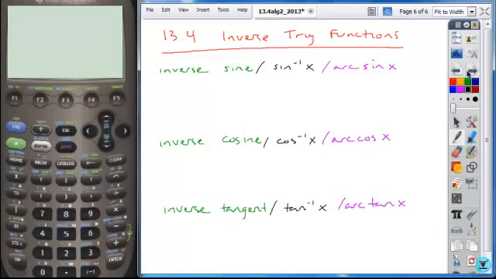And what this means, these represent where here this value of x is the ratio of whatever the unknown angle is. Okay, so in this, the values of x here represent a ratio. So for the arc cosine, that x value is the cosine ratio of whatever the unknown angle is. So these inverse trig functions allow you to find unknown angles.